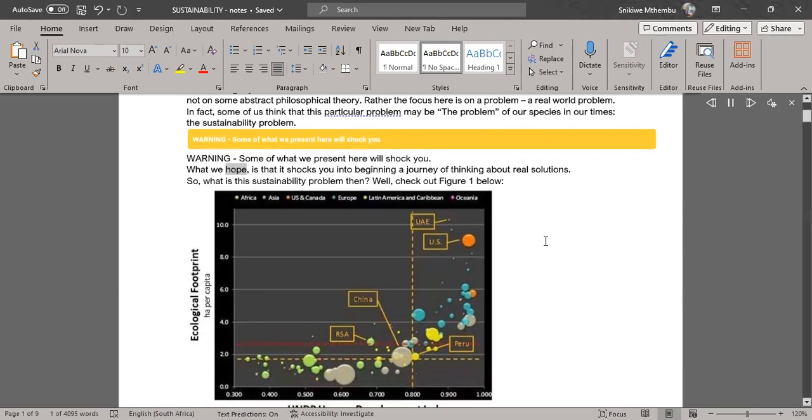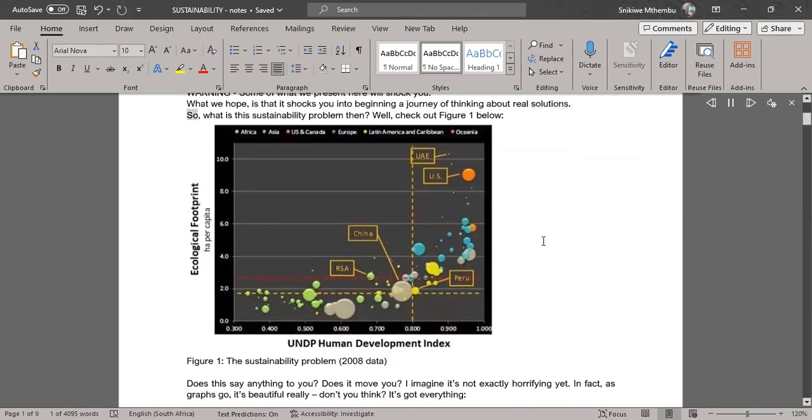Warning: some of what we present here will shock you. What we hope is that it shocks you into beginning a journey of thinking about real solutions. So, what is this sustainability problem then? Well, check out Figure 1 below. Figure 1, the sustainability problem, 2008 data.